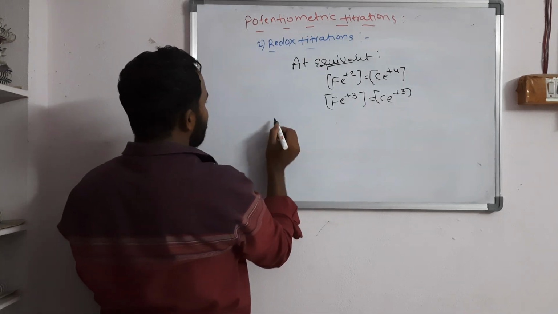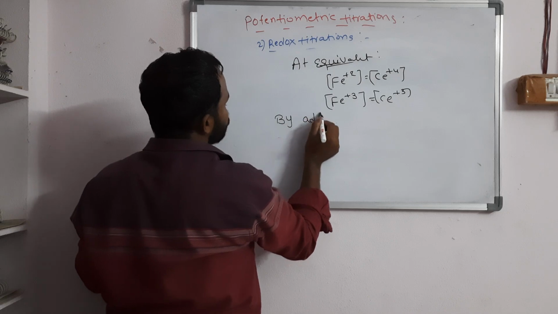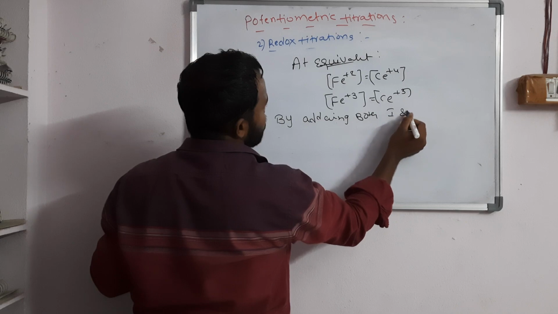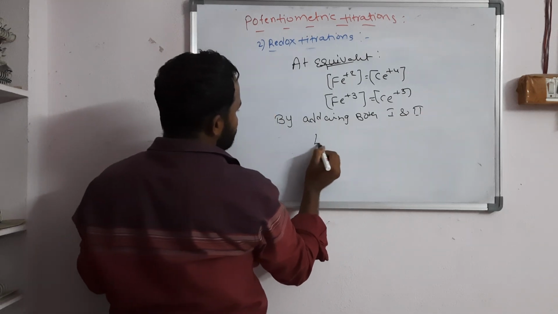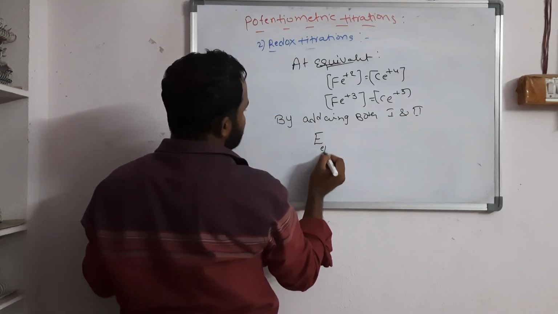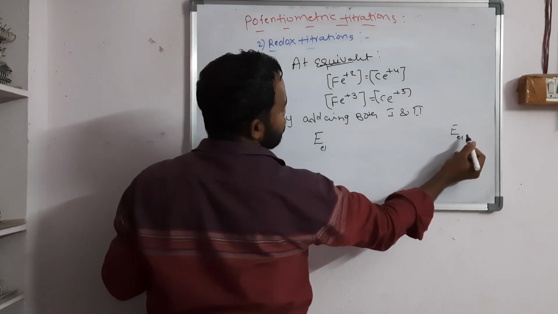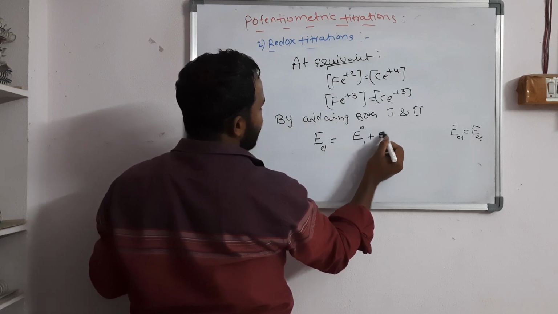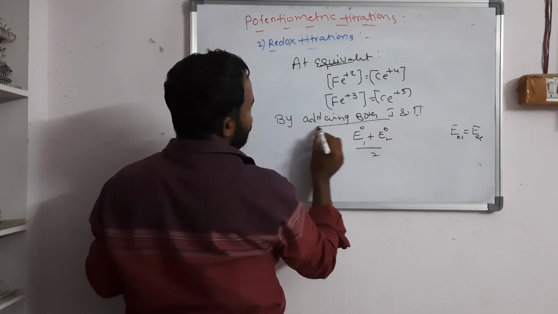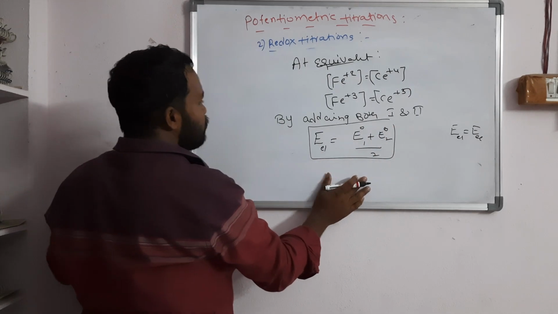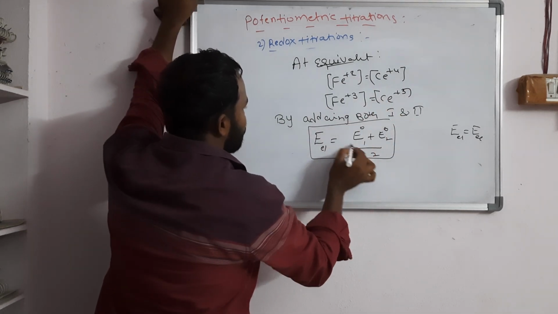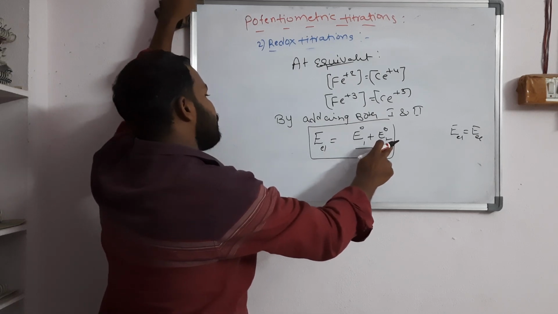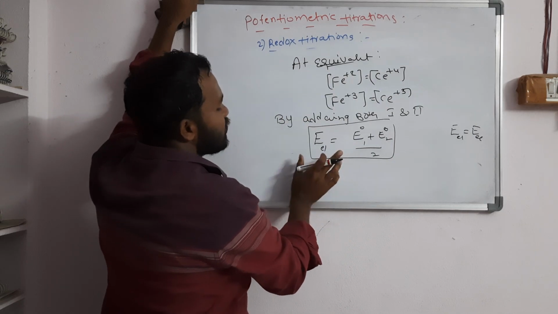By adding both equations 1 and 2 and solving, at the equivalent point E electrode is E naught of 1 plus E naught of 2 by 2. That means E naught of 1 electrode plus E naught of 2 by 2, where E naught of 1 is 0.77 for iron and 1.61 for cerium plus 4, cerium plus 3. That is the E electrode at the equivalent point.